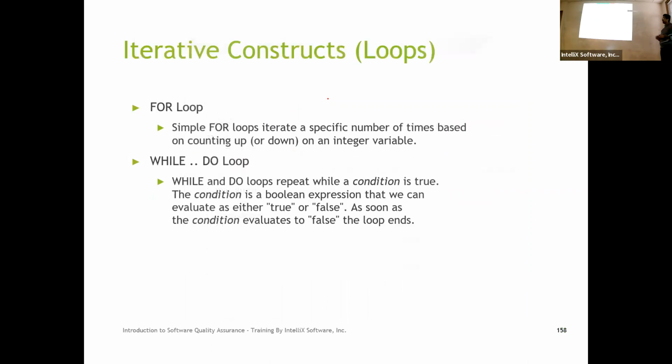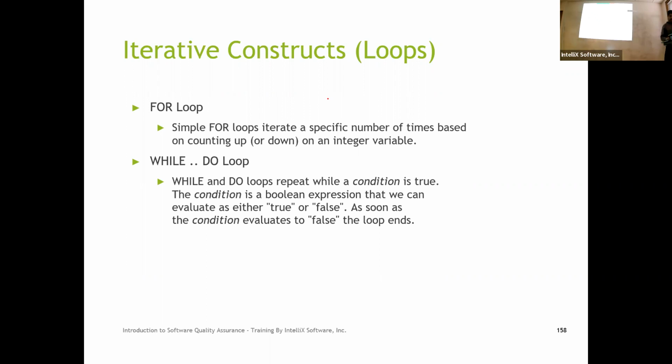Then we talked about the iterative loop. Okay. There are two types of iterative loops. One is the for loop. When I know I want to execute certain things only a predetermined number of times, then I'll use the for loop. Okay. If I don't know how many times I want to execute, but I want to execute based on a certain condition, then I want to use the while loop.